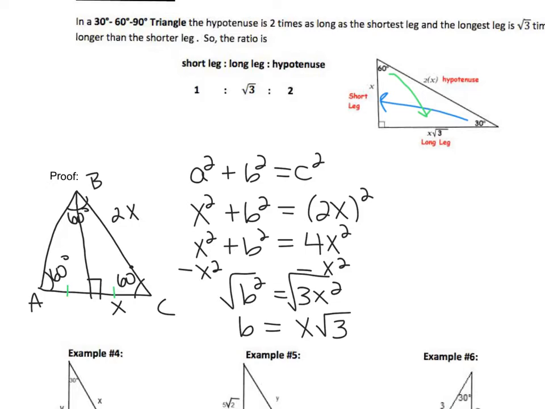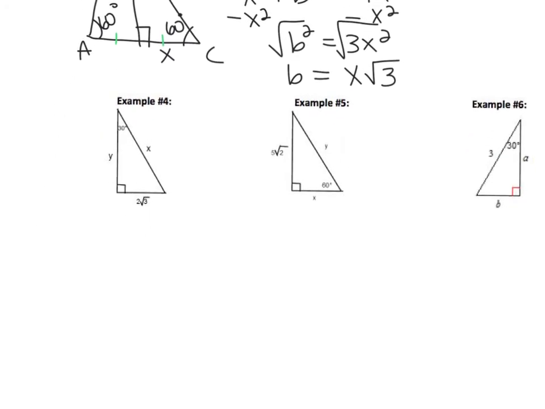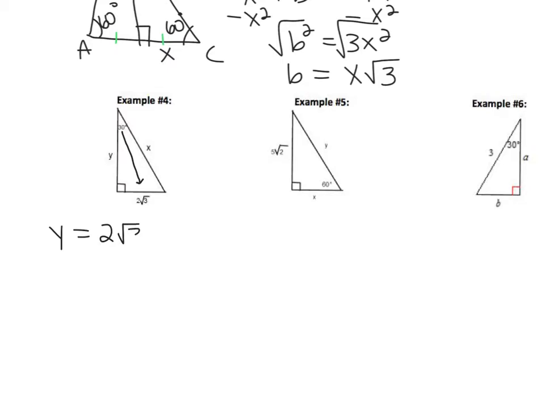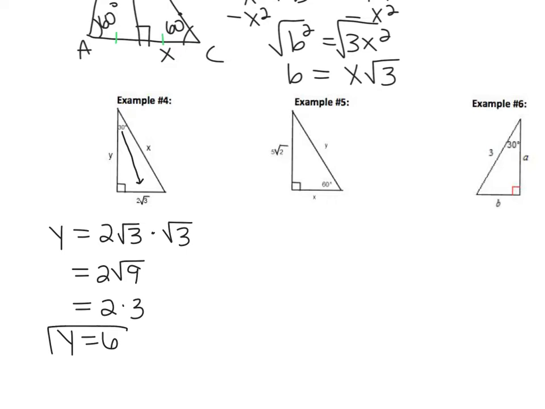So let's do some examples with 30, 60, 90 triangles. So in our first example, we know the length of our shorter leg, which is opposite the 30-degree angle, is 2 square root 3. So our longer leg, y, we take our shorter leg, 2 square root 3, and we multiply it by square root 3. So that's going to give us 2 times the square root of 9, because 3 times 3 is 9. Now we can actually take the square root of 9. It's 3. So instead of 2 times the square root of 9, it becomes 2 times 3. So that gives us that y equals 6.